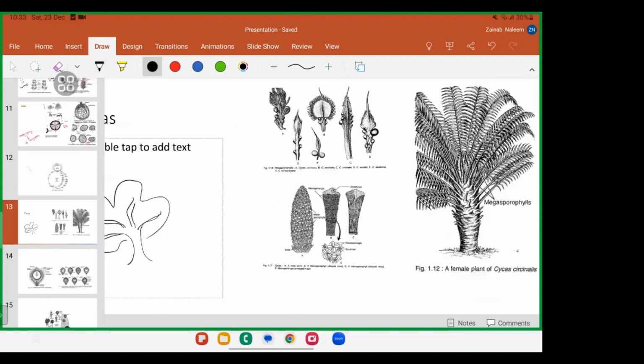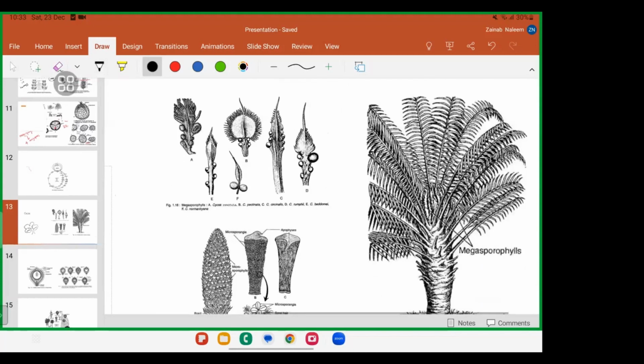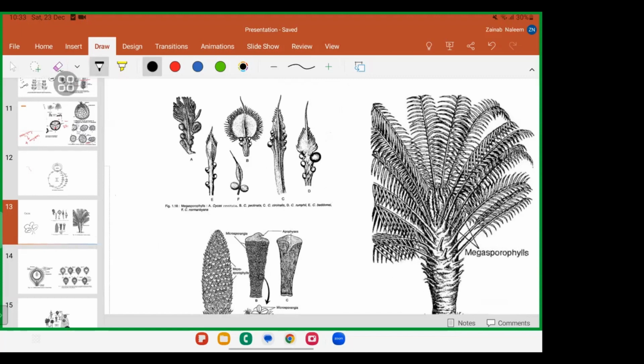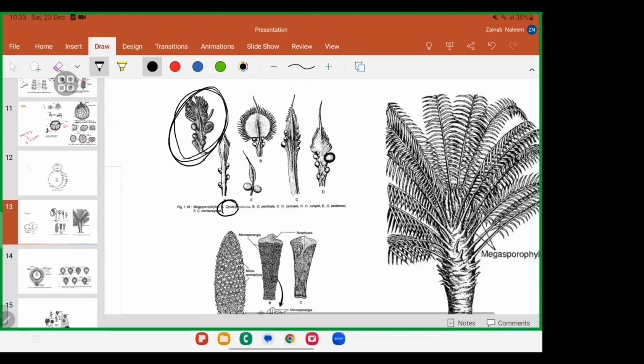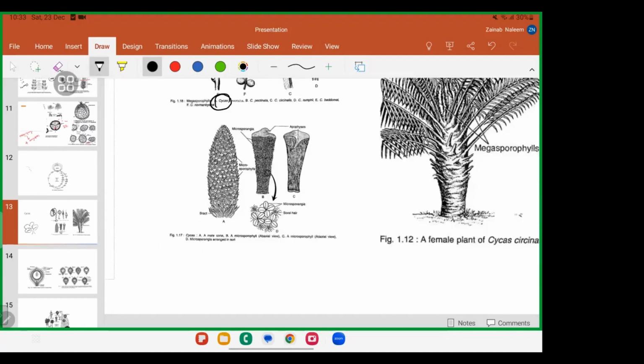So the same story, it has two types of sporophylls, which means two types of leaves. In the megasporophylls, we have the megasporangium. See, these are the different types of gymnosperm plants. But we are focusing on the cycas, right? This is the cycas one. The female part has the megasporophyll and the megasporangium like this. And the male part develops as a cone.